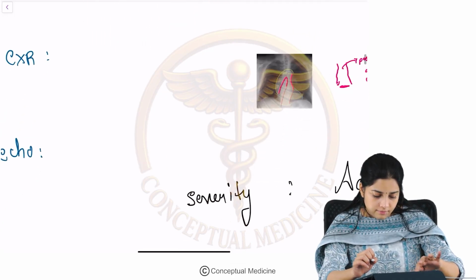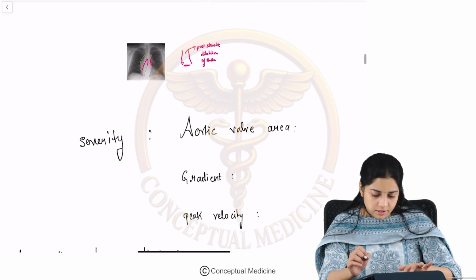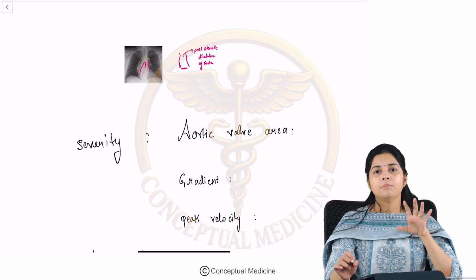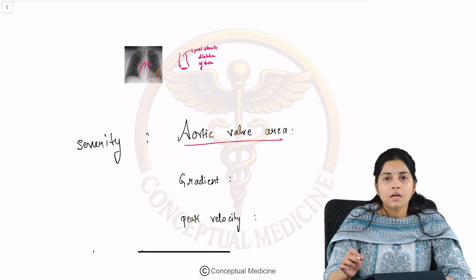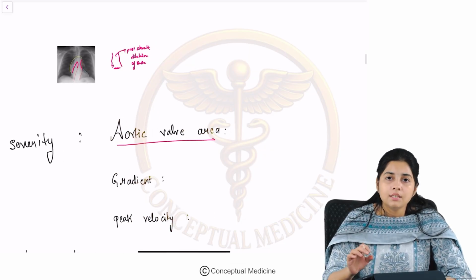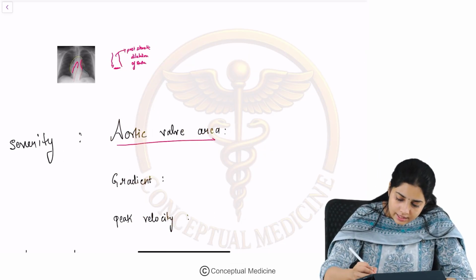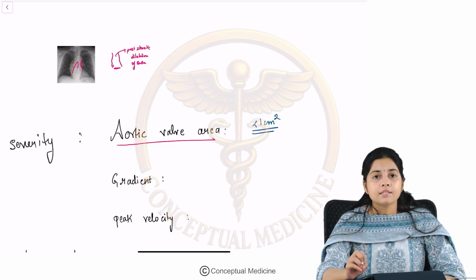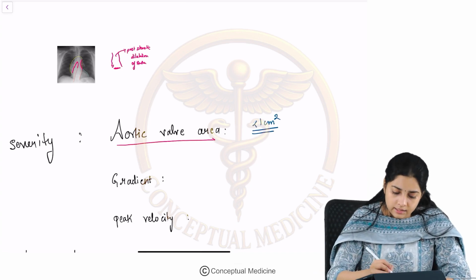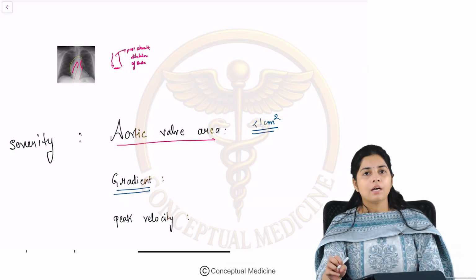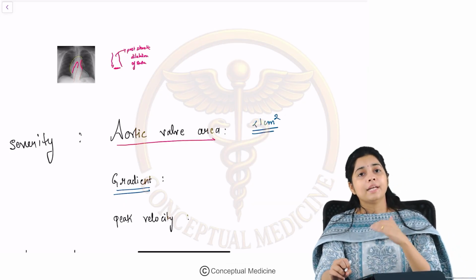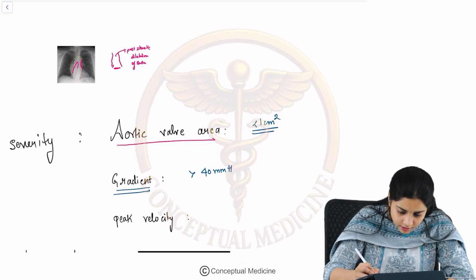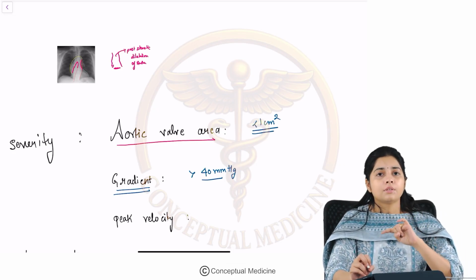The next investigation would be your echocardiography. On the echocardiography, what are the things that you will be seeing? You will be looking for the aortic valve area. We have already learned that if the aortic valve area is less than 1 centimeter square, then it is definitely a severe aortic stenosis. Then we measure the gradient across the aortic valve. If the pressure is more than 40 millimeters of mercury, then this is a severe aortic stenosis.